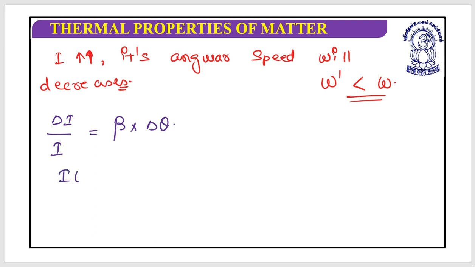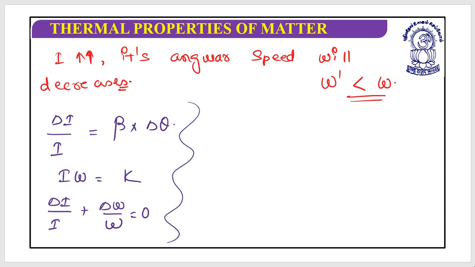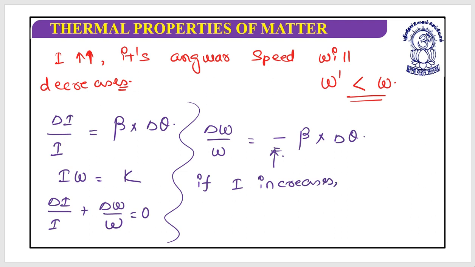So when I say I omega is equal to constant, I should write delta I by I plus delta omega by omega equals 0. And when I write this, delta omega by omega is equal to minus beta times delta theta. This minus represents that if I increases, then omega decreases. I hope this is clear. This is a very good application.